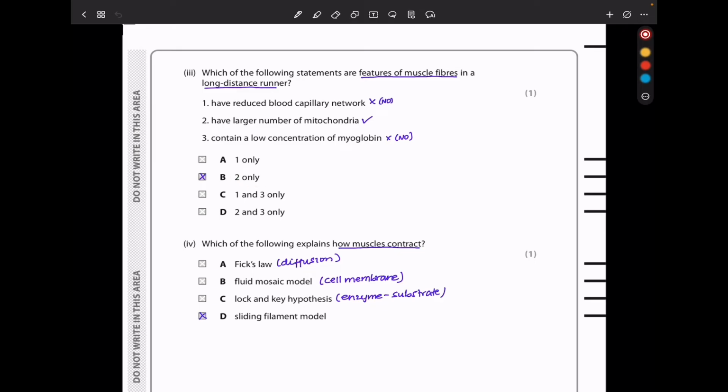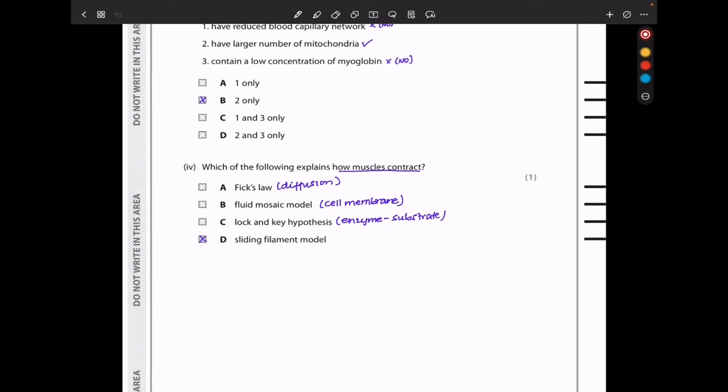And next, I say which of the following explains how muscles contract. So the first one is Fick's law. This is for diffusion. The fluid mosaic model, this is the cell membrane. Lock and key model, enzyme substrate. A muscle contraction can be explained using the sliding filament theory or model. So the answer is D.